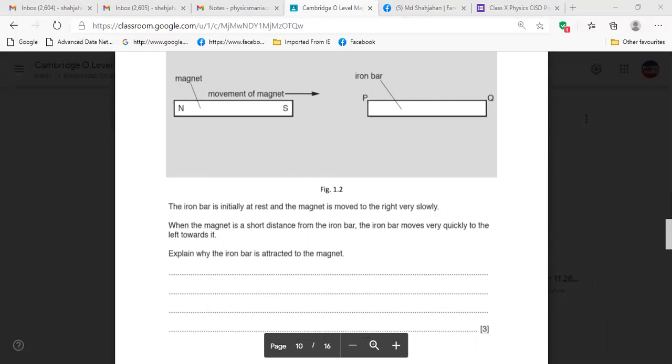When it got closer. Okay, so when it got closer, then what happened? It got magnetized, right? Yes, sir. Yeah, it got magnetized, and this magnetism we know is called induced magnetism, right? Yes. So what should we say? So we'll say that the iron bar becomes magnetized due to induction. This is the first point. For the first mark, you have to say this.